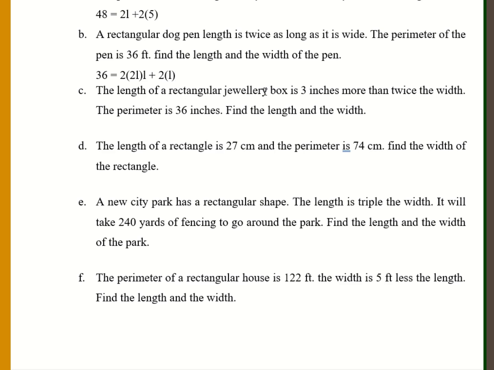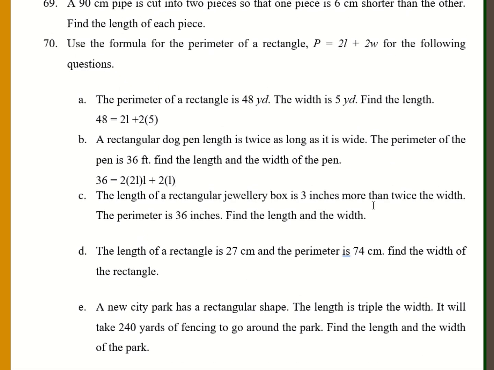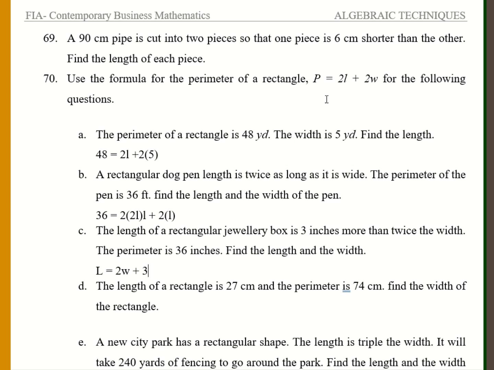The length of a rectangular jewelry box is 3 inches more than twice the width. So what is 3 inches more than twice the width? The length is equal to 3 inches more than twice the width. This is what it means. Twice the width plus 3. So meaning the L, what you're going to do now is you're going to substitute this with 2W plus 3. So inside here, you're going to substitute with 2W plus 3.